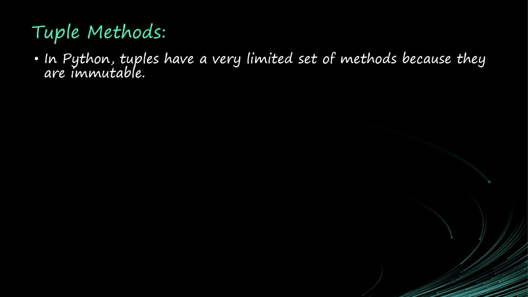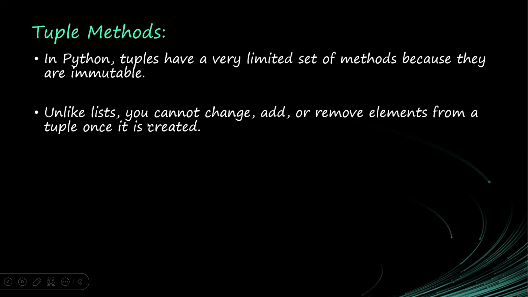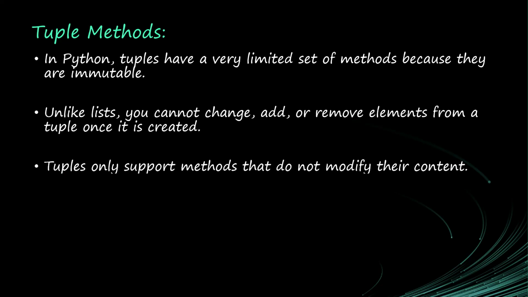Let's take a look at some tuple methods. Tuple methods are limited to just two, and maybe three if you include the length. Unlike a list, you cannot change, add or remove elements from a tuple once it is created. That is why there are not many methods on a tuple. Tuples only support methods that do not modify their content, because they are immutable.